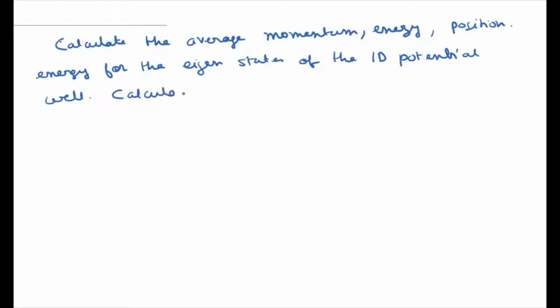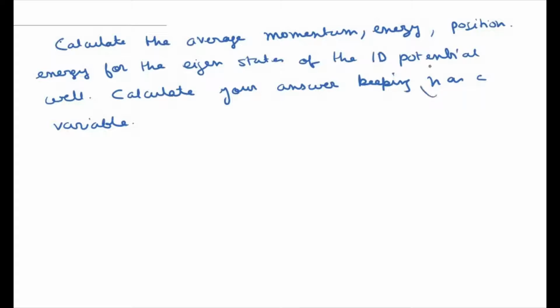Calculate your answer keeping n as a variable. Which basically means that your answer should contain an expression which has n as a variable, so that if I plug in the value of n in that equation, then I will get the average momentum or average energy or average position for the nth eigenstate. n is precisely this value of n, k equal to nπ/L. So this is the value of n we are talking about in this case.